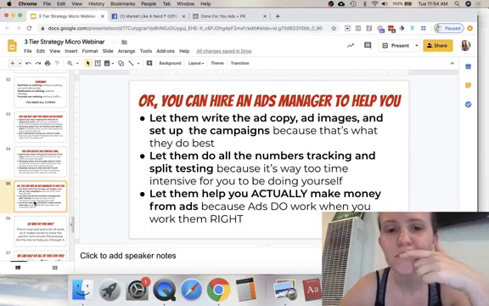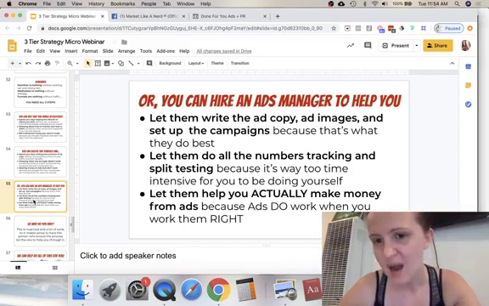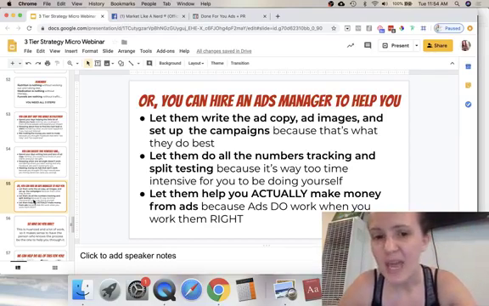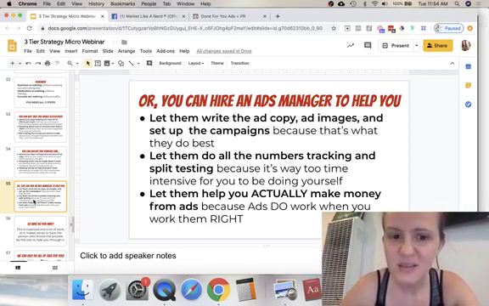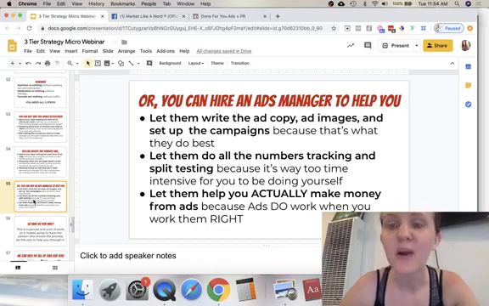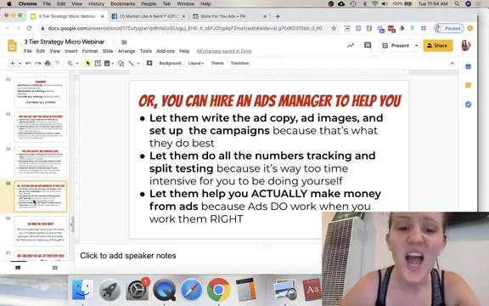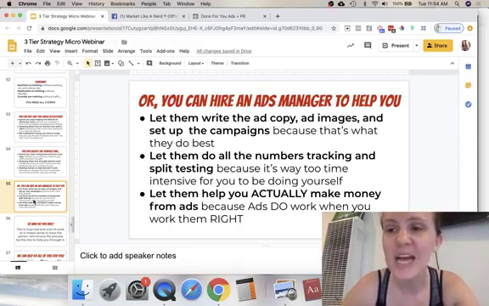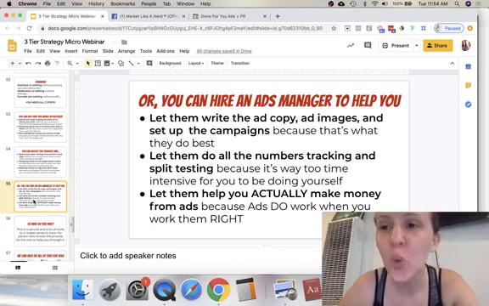Or you can hire someone. You can hire an ads manager to help you. You can let them write the ad copy, create the ad images, set up the campaigns, because that is what they do best. You can let them do all of the nerdy numbers tracking and split testing because it's way too time intensive for you to be doing yourself. Facebook ads are very nuanced and they are very time intensive. They are a full-time job, so let someone else do it. And you can hire an ads manager to help you and let them actually make money from ads, because like I said, the ads do work when you work them right.